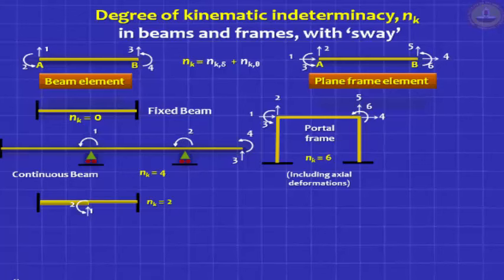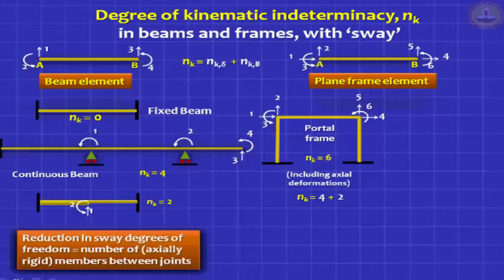It's very easy. You have 3 members. So you've got 3 conditions, but their lengths don't change. So to find the reduction, all you have to do is invoke a little formula. The reduction in the sway degrees of freedom is exactly equal to the number of axially rigid members between the joints. So you've got 3 members there, 3 conditions which control your sway.